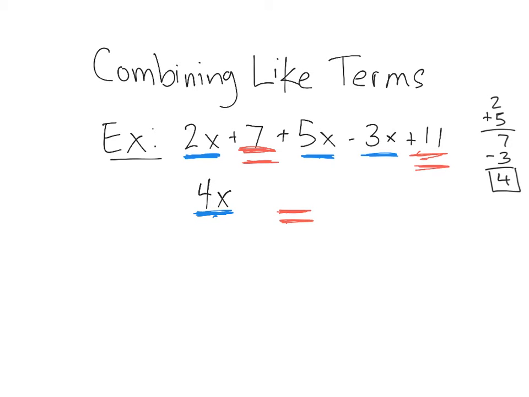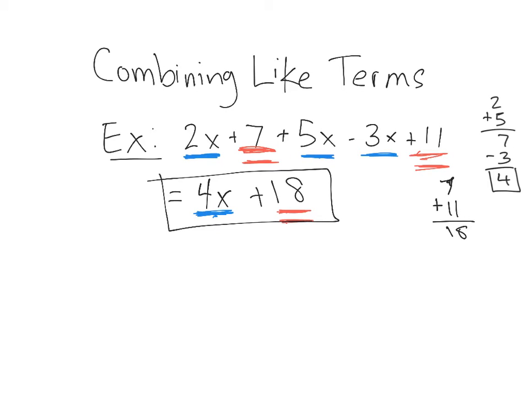Next, I'm going to look at my numbers term. And in this case, I only have two numbers term, which is the double red underline. I have 7 plus 11, and 7 plus 11 makes 18. So I have 4x plus 18. Now, this is going to make an equation a lot easier to solve, because instead of 5 different terms with 5 different numbers to undo, now I'm just left with 4x plus 18.